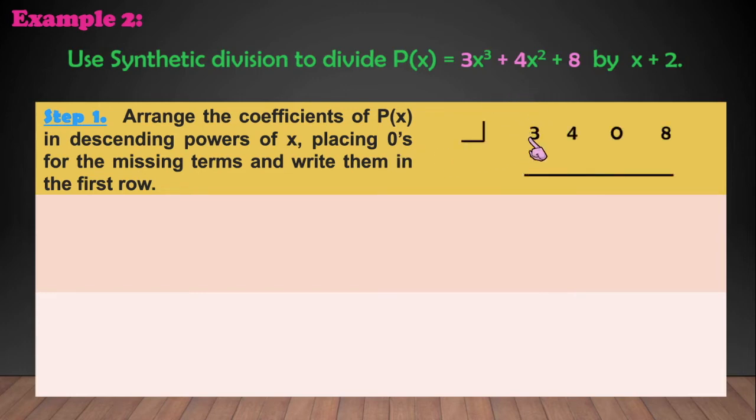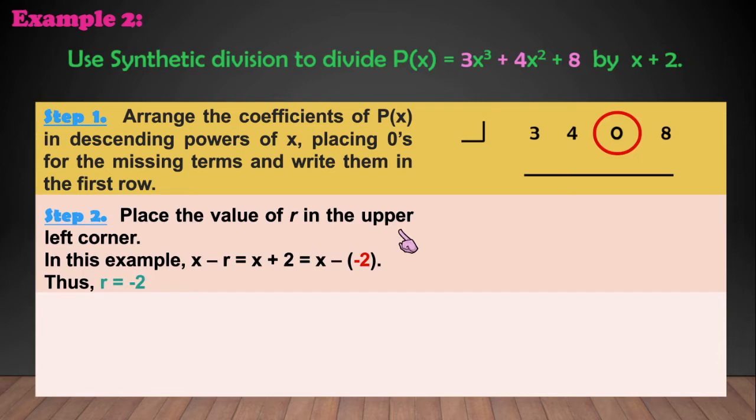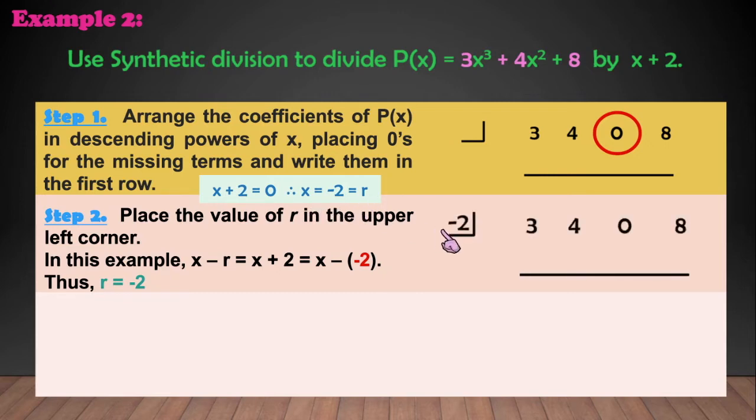So the coefficients now will be 3, 4, 0, and 8. This 0 will be filling up the place of the x term because there's no x term in the given polynomial dividend. Next, place the value of r in the upper left corner. So, what is our r here? If you equate x plus 2 to 0, then you will get x equals negative 2. That is also our r. So, r here is negative 2.